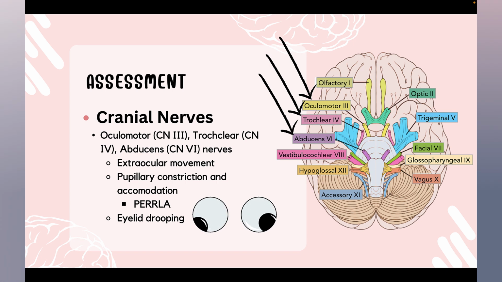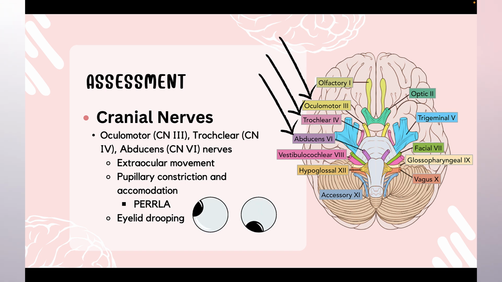And then accommodation has to do with your vision being able to accommodate as things move closer or further away from you. So the way that you test that is you would take a pen or your finger, hold it out in front of the patient about arm's length, and then slowly draw it towards the middle, towards their nose, and their eyes should start to deviate in and their pupil should start to constrict. That is known as accommodation. I see a lot of students get confused about that, but that's what that means.